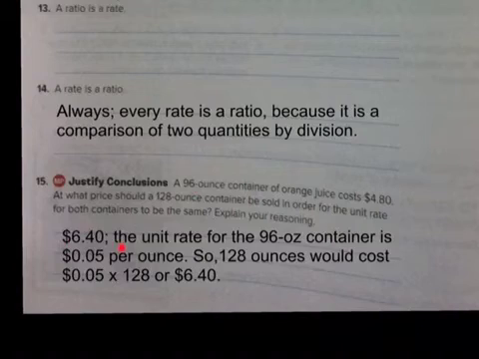Why? Because the unit rate for the 96-ounce container is 5 cents per ounce. This is costing me 5 cents. If I get 96 for 480, that means it cost me 5 cents. Well, look at that, 96 and 48. You see that? This is half of this. Okay, so I get 5 cents per ounce. So 128 ounces would cost $6.40 because it's 128 times 5. And we get our 640.